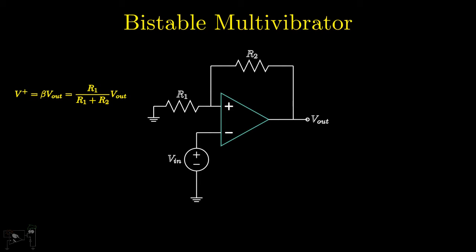The bistable multivibrator has the characteristics of a flip-flop, which is widely used in digital electronics. The bistable multivibrator is also used to reverse the power supply in some circuits.